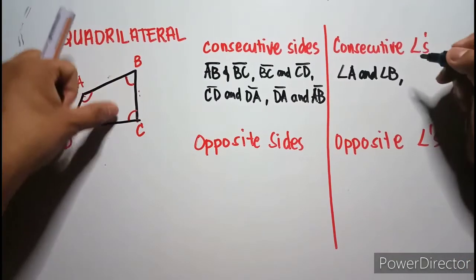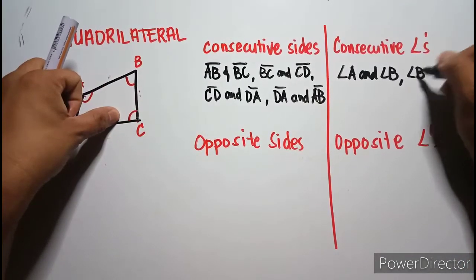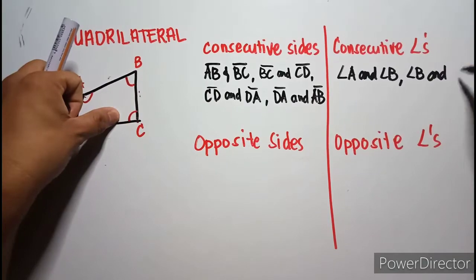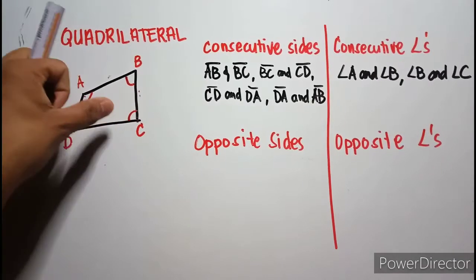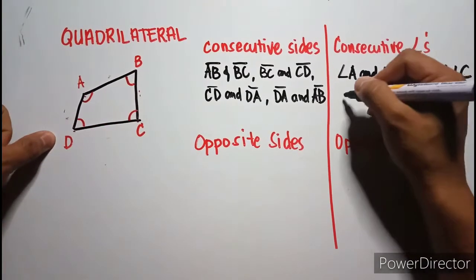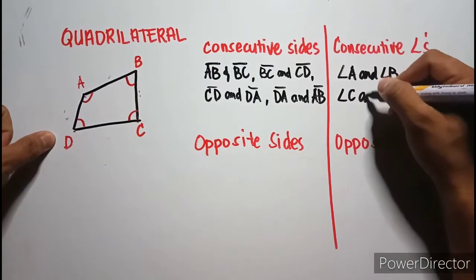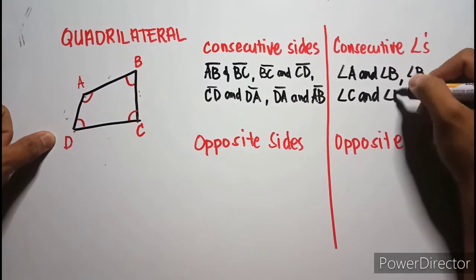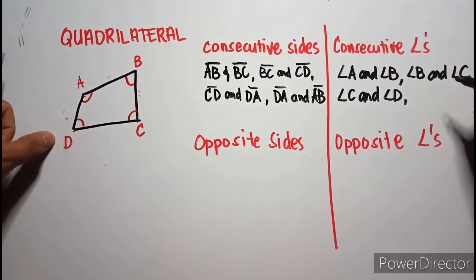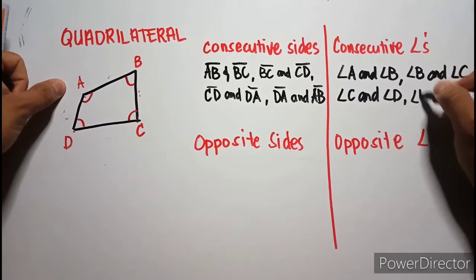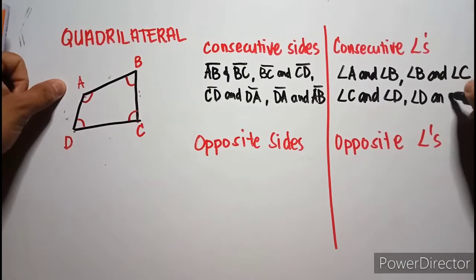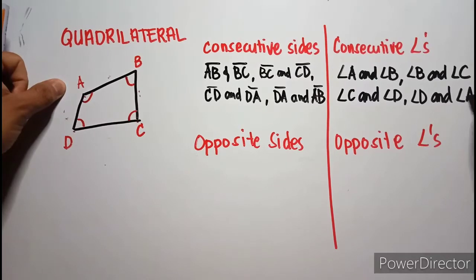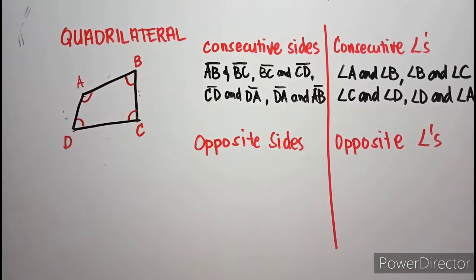Then, side angle B at side angle C. Then, side angle C at side angle D. And last, side angle D at side angle A. So, that is our consecutive angles.